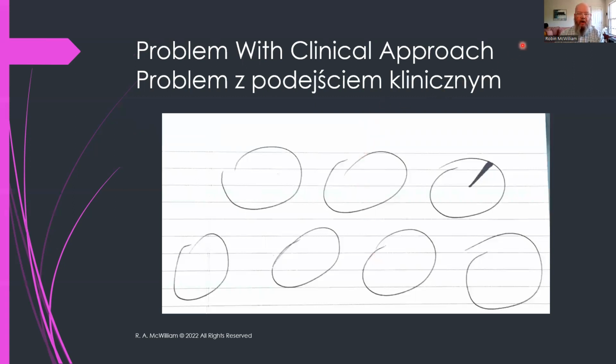Now, the problem with the clinical approach is the 7 circles. So I want you to think for a minute what these 7 circles might represent. What comes in 7s? Some of you already have it. Days of the week.